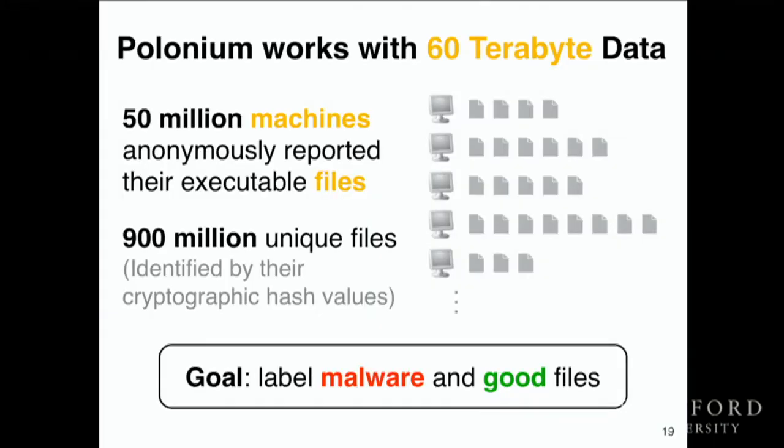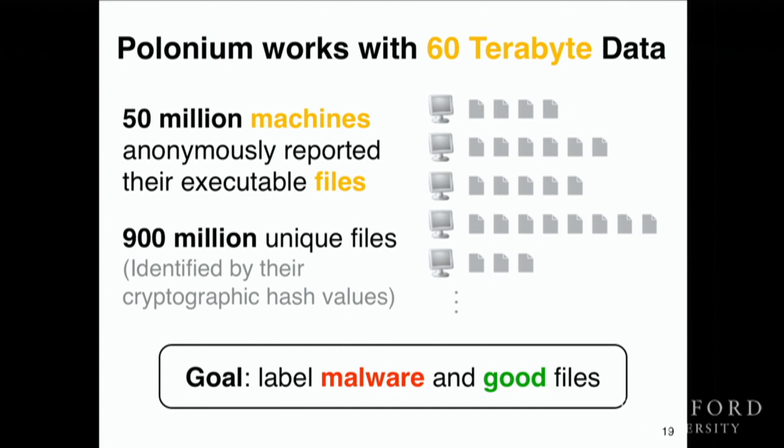I'll start with a little bit about the data that Polonium works with. A few years back, the data was about 60 terabytes, collected from over 50 million machines that anonymously reported about their executable files. There are over 900 million files total, each one uniquely identified by its cryptographic hash value.